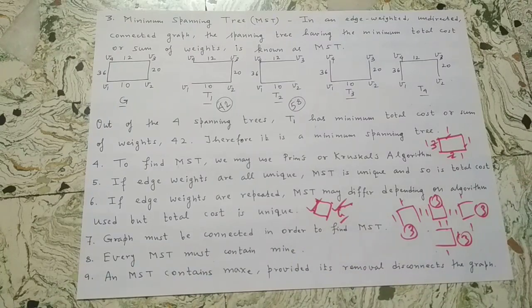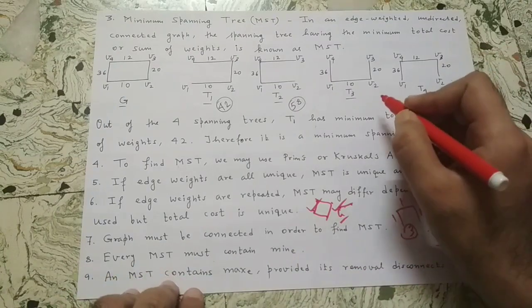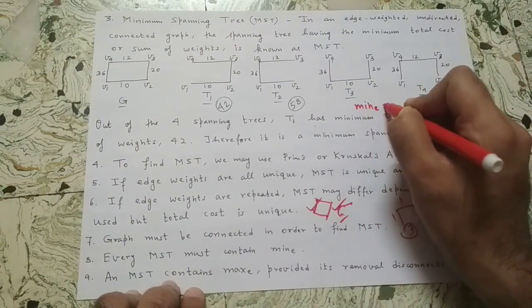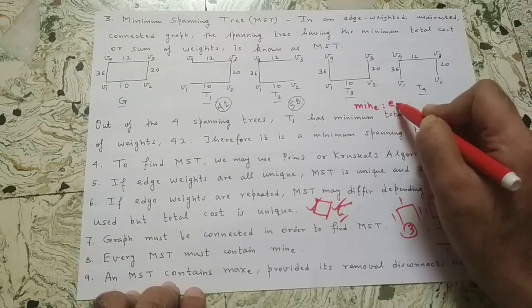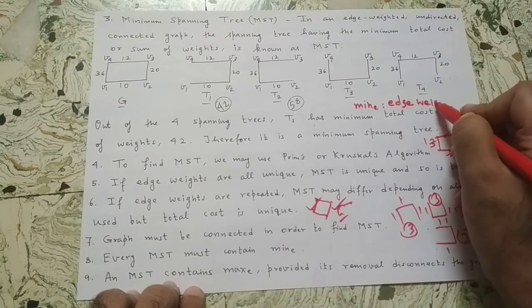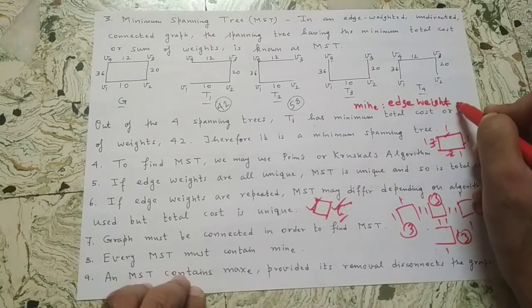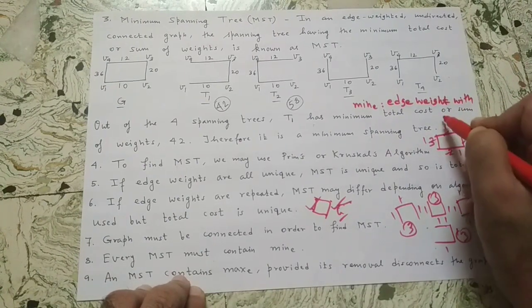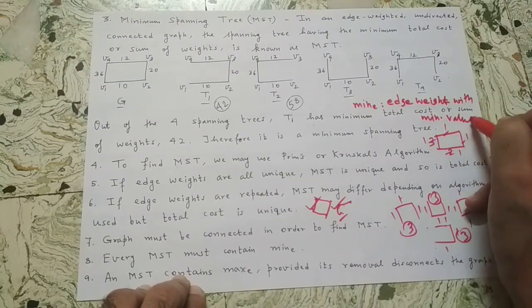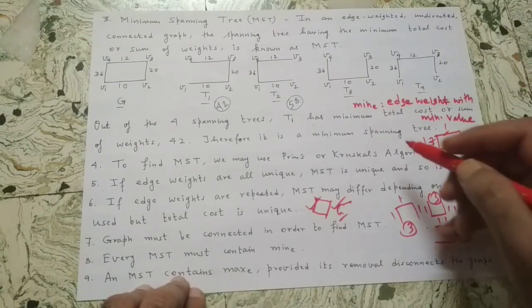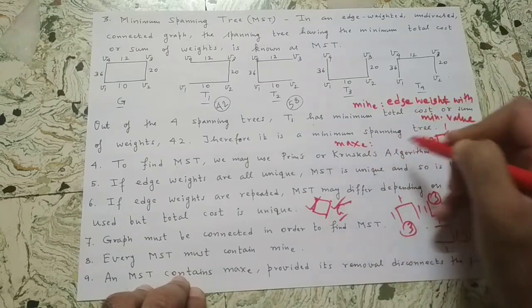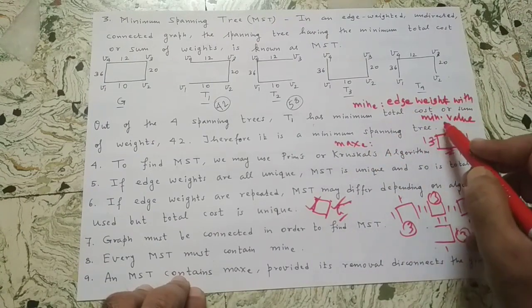Remember, every minimum spanning tree must contain min E. What is this min E? Min E refers to the edge weight having minimum value. So min E is your edge weight with minimum value. That is min E. Similarly, you can have max E. So what would be max E? So max E would be edge weight with maximum value.